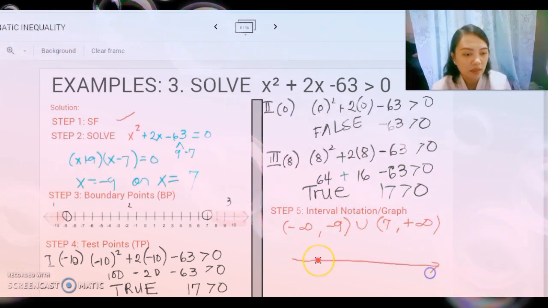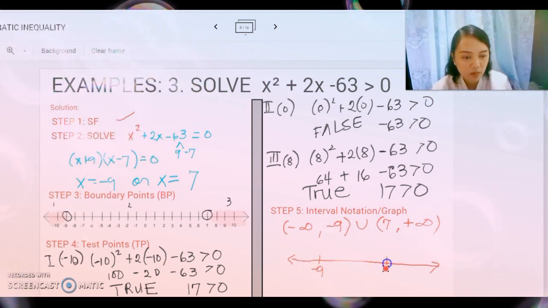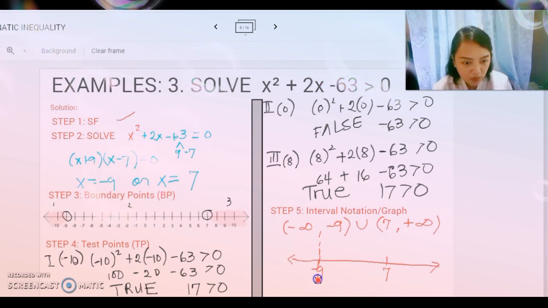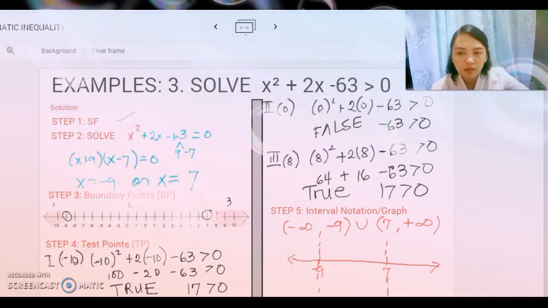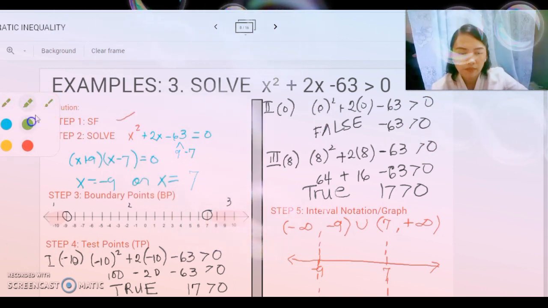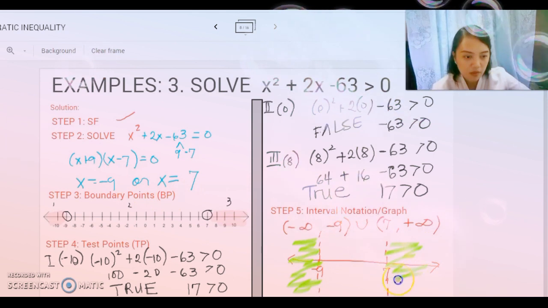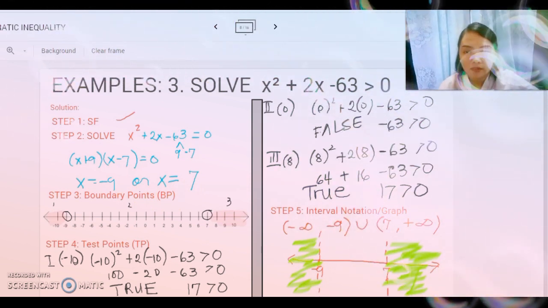Okay, so kung i-graph natin yan, we have, ito si negative 9, ito si positive 7. Since wala siyang equal to sa baba, broken line ang i-drawing nyo. Broken line. And then, yung ating shade is nandito sa labas. Okay, so yan na yung ating graph.